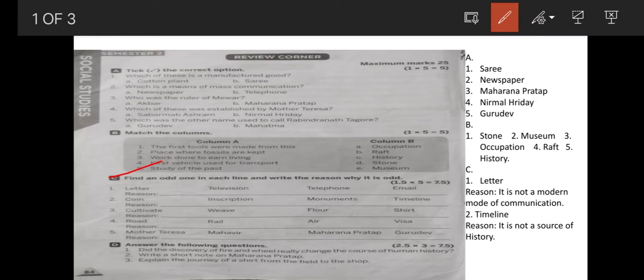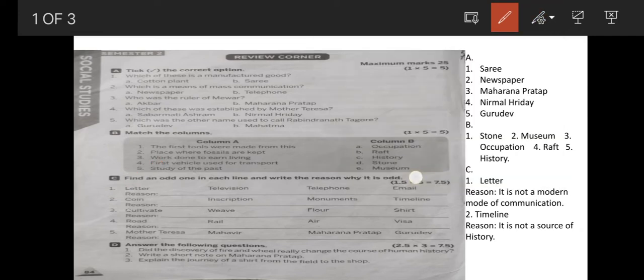C. Find an odd one in each line and write the reason why it is odd. So 4 options are given here for each and every question. Among these 4 options, 3 options are similar and 1 option is not the same, not similar with the other 3. So we have to find out the odd one and write why it is odd, why it is not similar from the other 3.